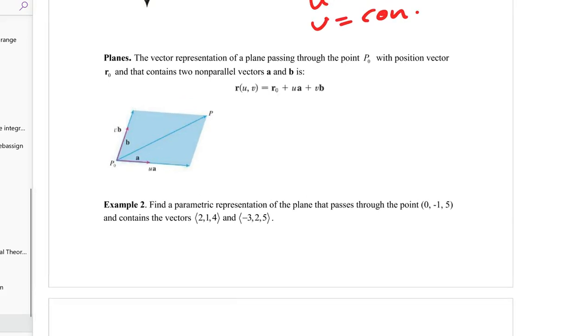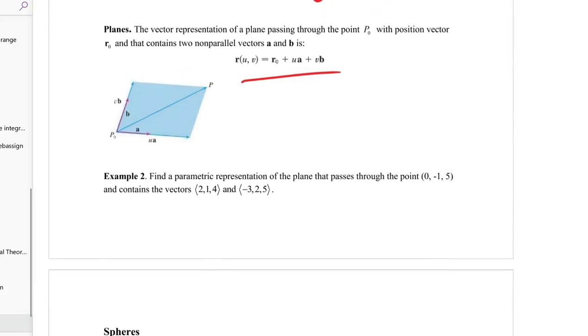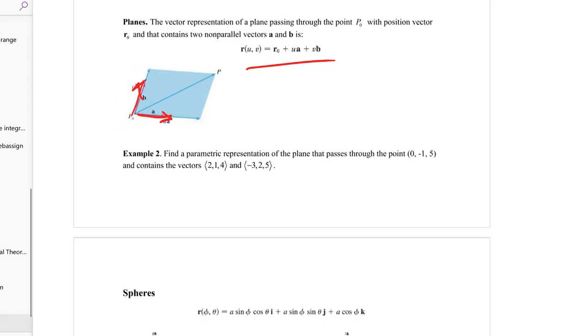All right, so for planes, I'm going to let you read this. It's really not hard. A and B are vectors that form the plane. When you have two vectors that are on the plane, you can make a linear combination of those to form the entire plane.